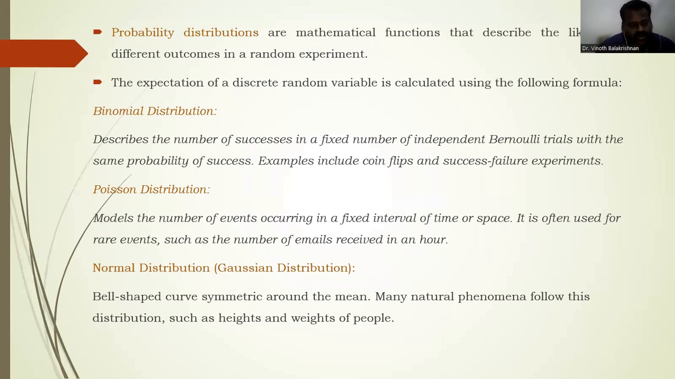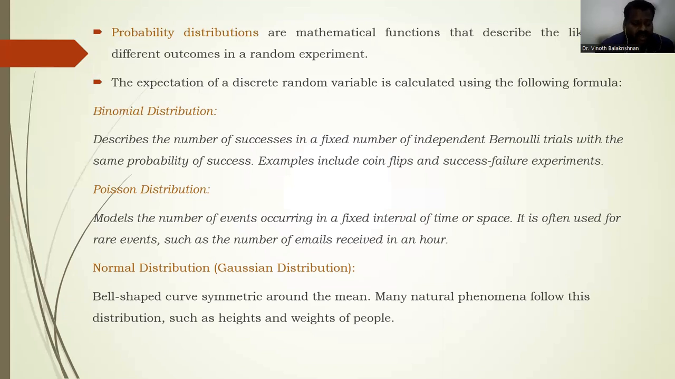The next discrete distribution is the Poisson distribution, and its probability mass function is P of X equal to e power minus lambda times lambda power x divided by x factorial. Its parameter is lambda. This is the only distribution whose mean and variance are the same, that is lambda. It is often used for rare events, such as the number of calls received in an hour.